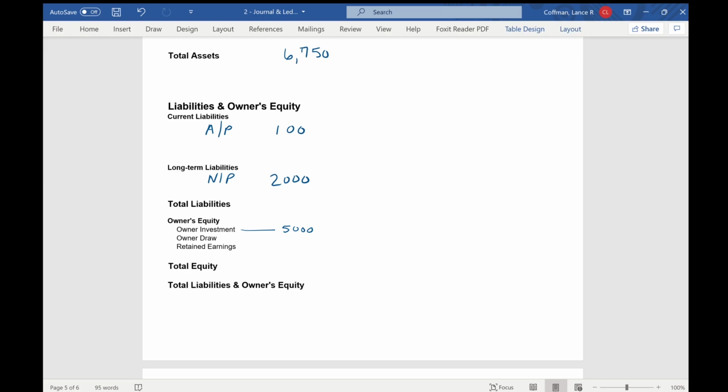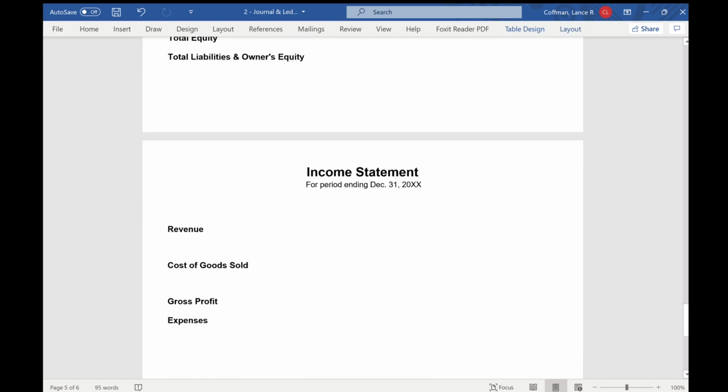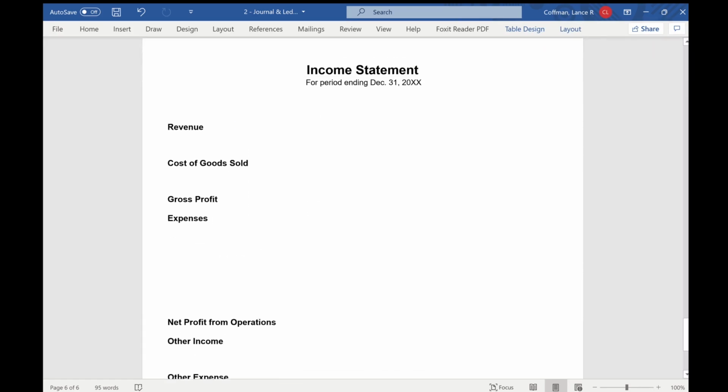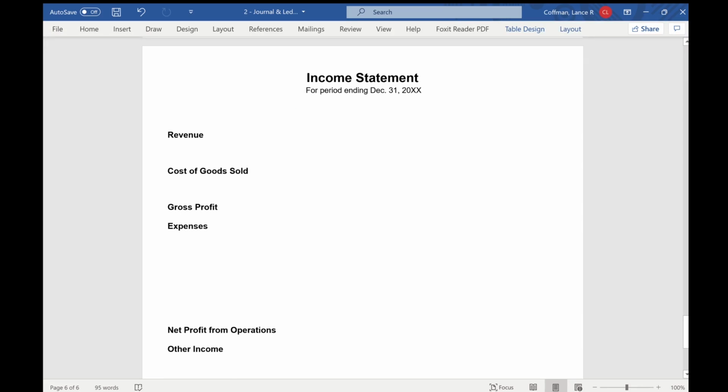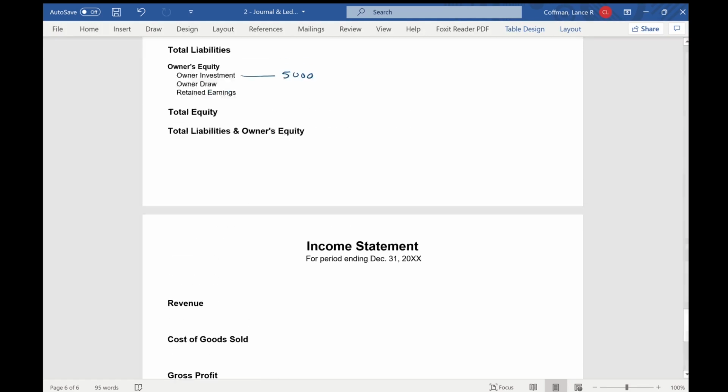The owner did not take a draw based on any of the journal entries that we did, but we are going to have retained earnings that we're carrying over from the income statement. So let's take a look at the income statement so that we can calculate what that net profit or net loss is and then carry that up to the retained earnings. So let's take a look at the revenue and cost of goods sold.